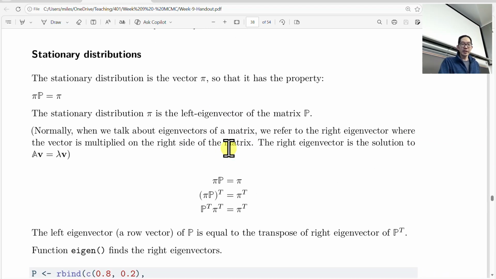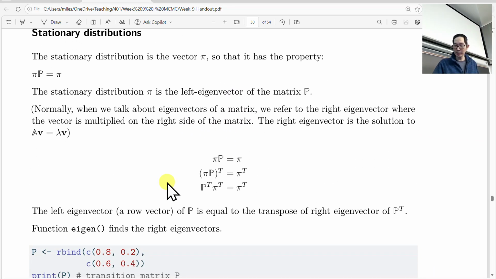We can also figure this out using eigenvectors, okay? So it feels a little bit awkward, but this is a vector times a matrix, and it's equal to the same vector, right? And so that's in the form of an eigenvector. Normally with eigenvectors, we see a matrix times a vector is equal to a scalar times a vector. And here we have a vector times a matrix is equal to vector times 1, or a scalar times a vector. And so this is an eigenvector.